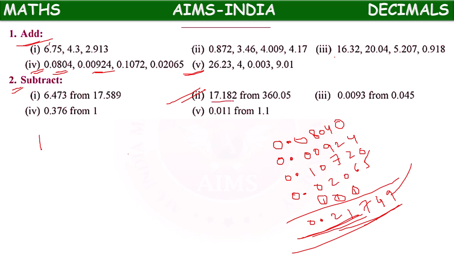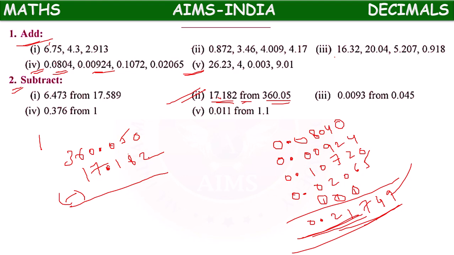So 17.182 from 360.05. First we have to write this. 360.05. Before the decimal we have two places. 17.182. Here 3 places are there. We can keep 1 zero here. Now we have to subtract.